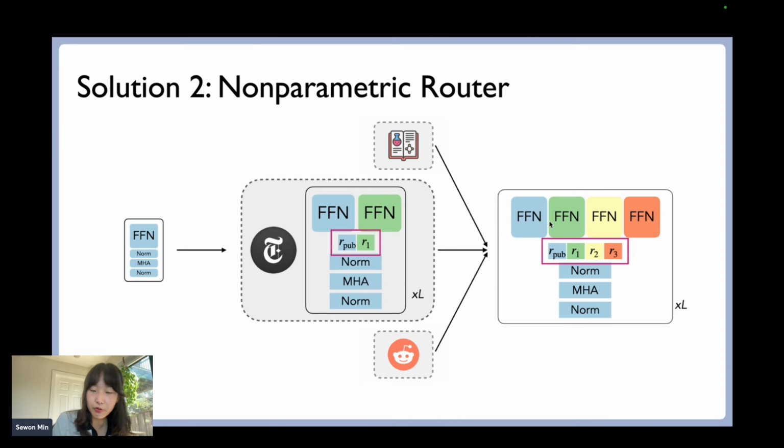For the FFNs, they will just be kept separate, just like a standard mixture of experts. For the router embeddings, they can be concatenated to make a single matrix. And again, because R_pub is frozen, these are already synchronized, and then R1, R2, and R3 can come from different data owners. Is that clear?